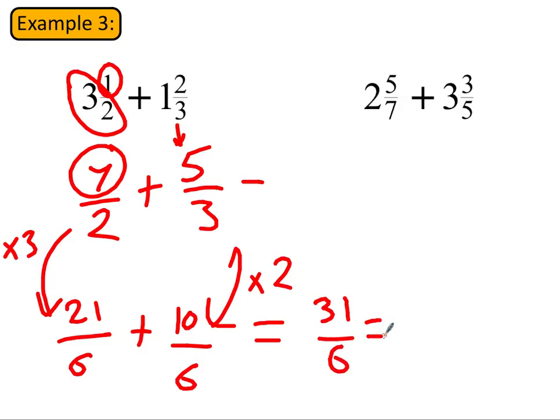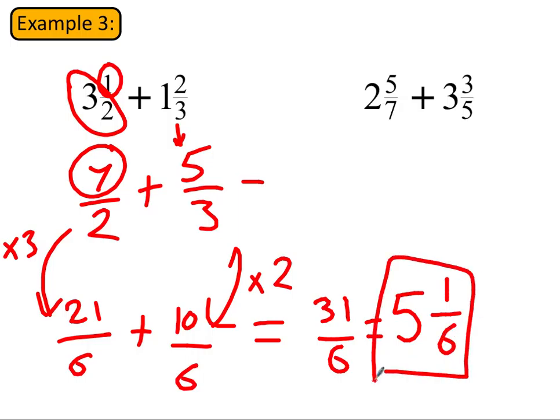Now we want to convert that into a mixed number. So how many 6s go into 31? Well, we can get 5 6s, that's 30 over 6, and there's 1 sixth left over. So the answer is 5 and 1/6.